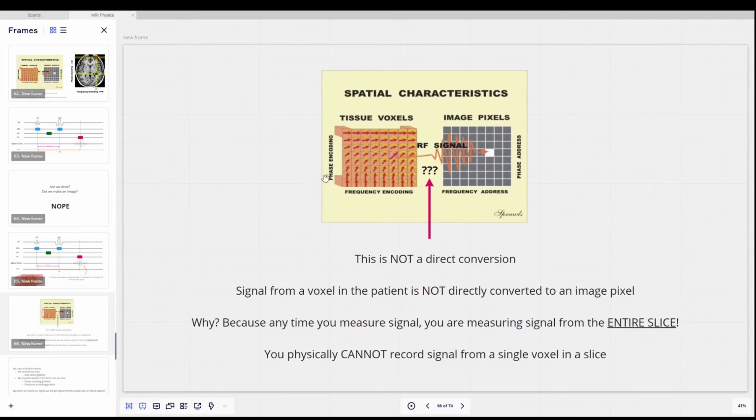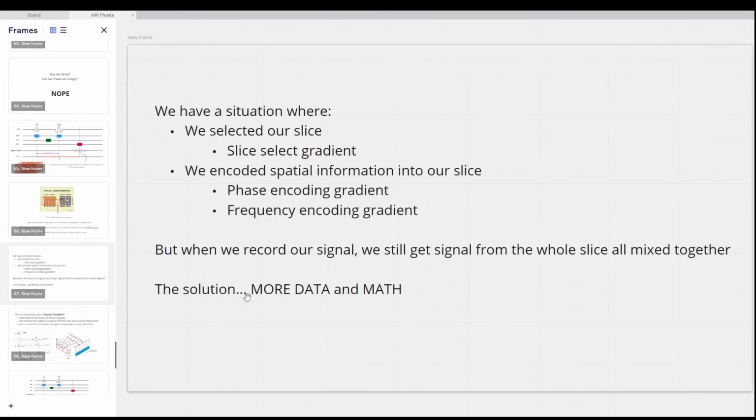Now we've encoded information in that slice. There is phase information and frequency information encoded in that slice for sure. But we can't directly convert that into an image because when we measure our signal, we're still measuring the summation, the composite signal of all of this. So there's phase and frequency information encoded in this slice, but when we measure it, it's still just one big signal. Okay, so that's kind of a problem, right?